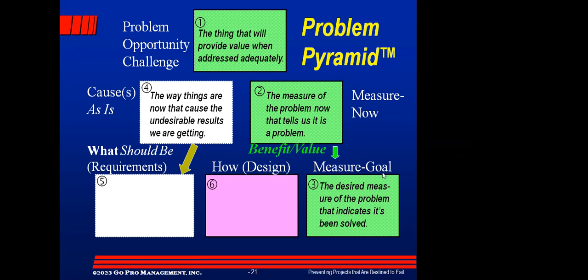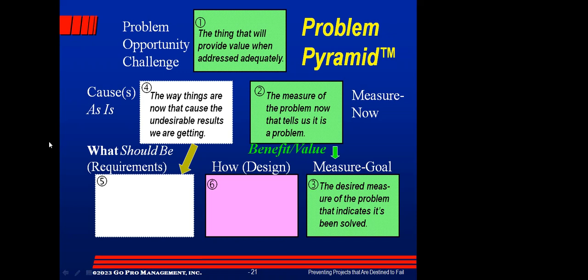We don't solve problems directly. We solve them by identifying their cause or causes. Those of you who are familiar with process terminology recognize that the causes are what's known as the as-is or current state process, and they are producing the current measures that tell us we've got a problem.